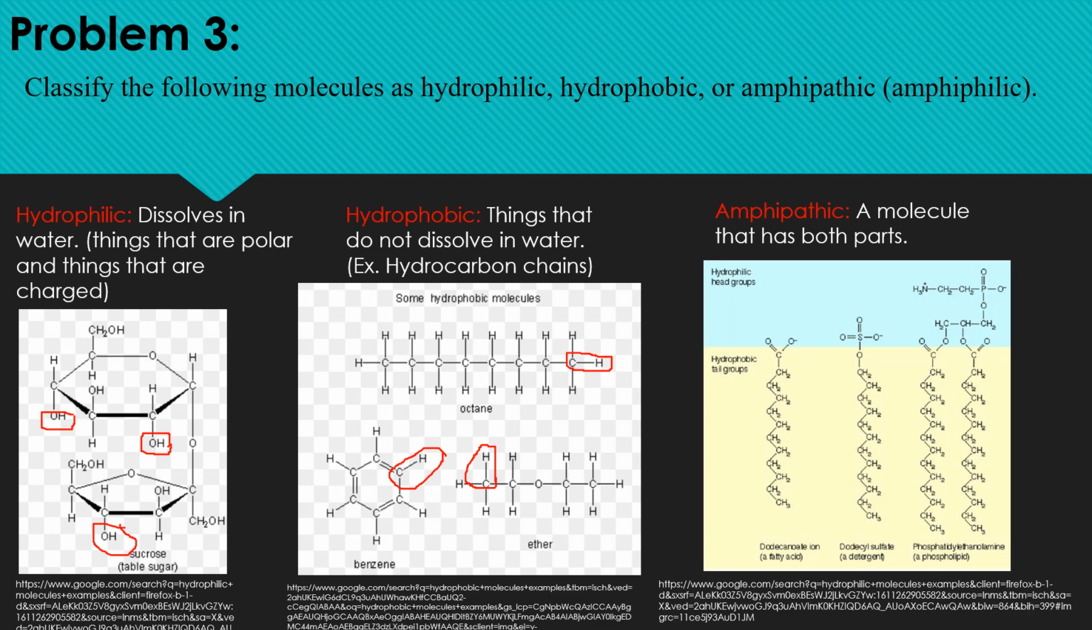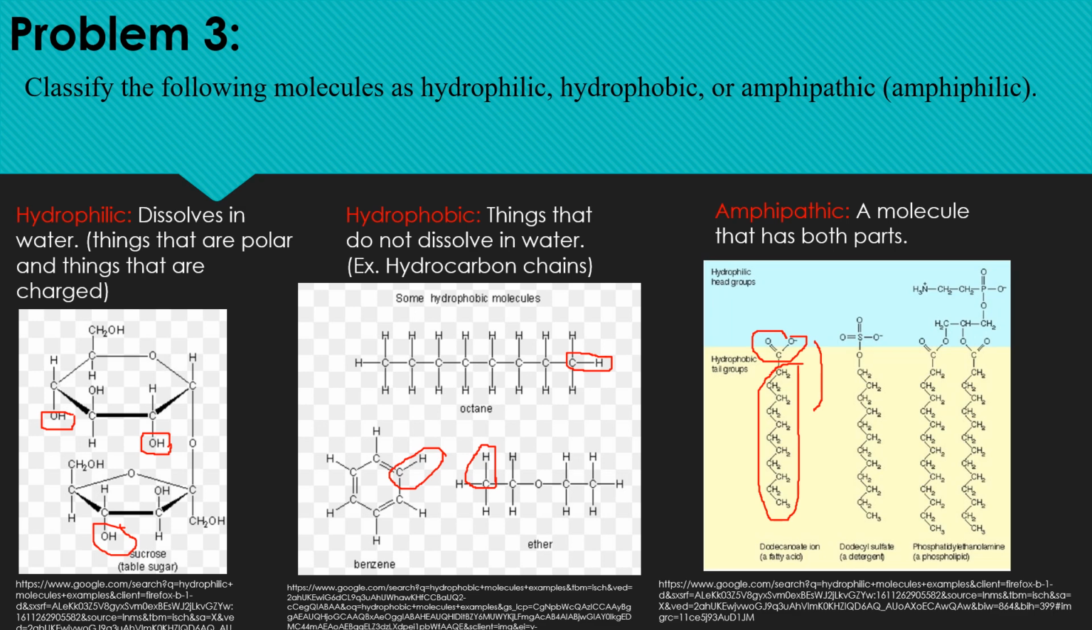And then what is a molecule that is amphipathic? That's a molecule that has both parts. So if you look here at this fatty acid, you have a hydrocarbon chain that is hydrophobic and nonpolar, and then you have this carboxylic acid, which is oxygen bound to carbon. Now the electronegativity difference here is more than 0.5, so that means that it's polar. And so this molecule has both a hydrophilic and a hydrophobic portion.